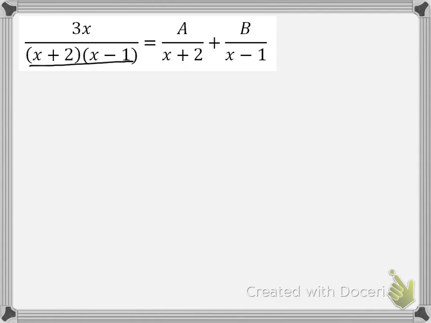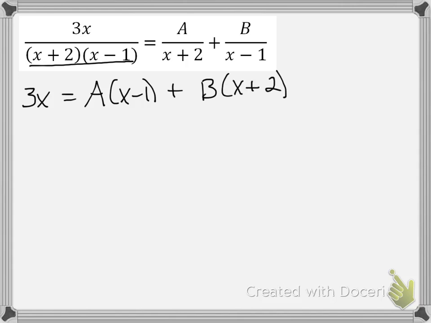I'm going to multiply everything by that common denominator, so on the left side, that denominator cancels out, and I get 3x equals, for the A term, the (x plus 2)'s will cancel, so I have A times (x minus 1). And for the B term, the (x minus 1)'s will cancel, and I have B times (x plus 2). Okay, so now, this is where, when we did this in class, I would distribute the A and B through and then get the x terms together.